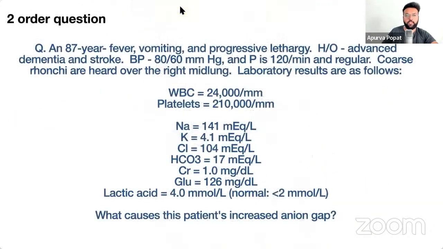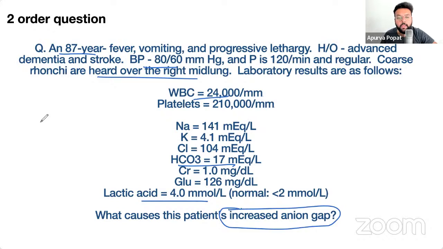Okay, this question. An 87-year-old female is coming to you with hypotension and she's having high WBC count. Apart from that, she is having low bicarb. Apart from that, she is having high lactic acidosis and she is having rhonchi over the right mid-lung. Why is this patient having high anion gap?